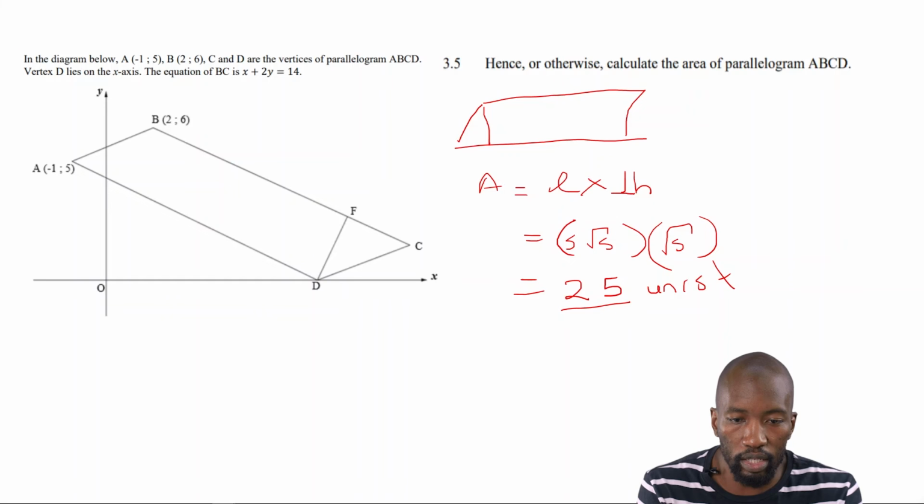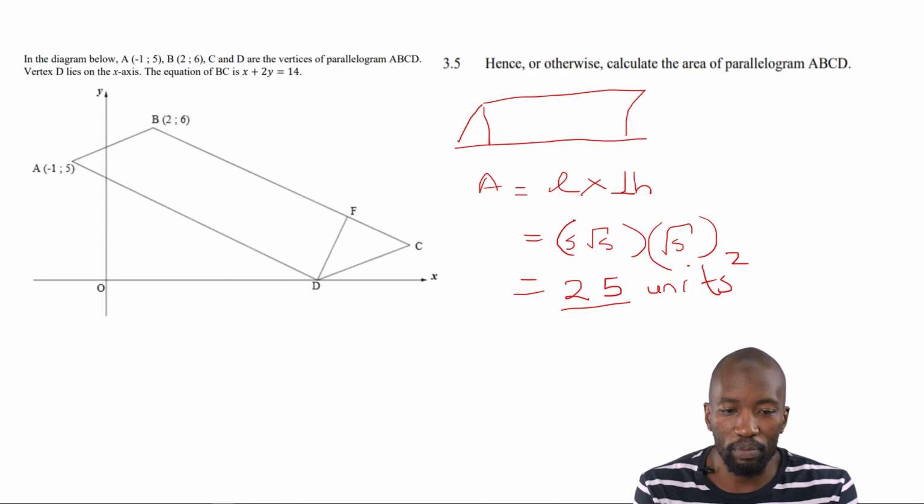Let me just erase that. I wrote units, inventing my own English now. Units squared. And that's it for 3.5.